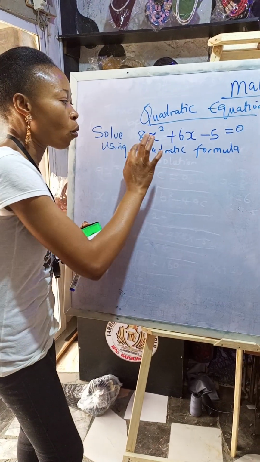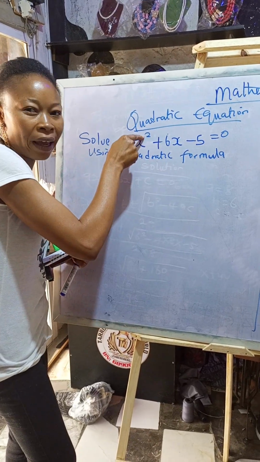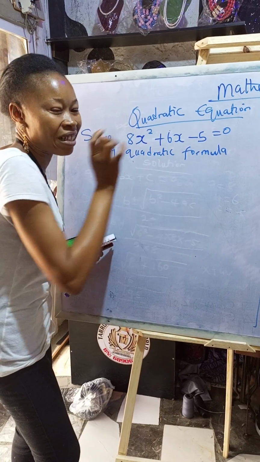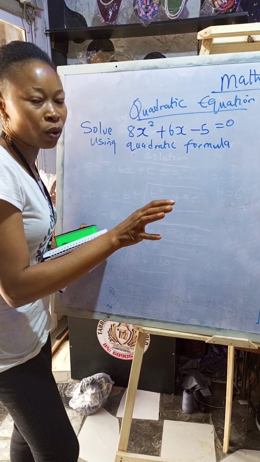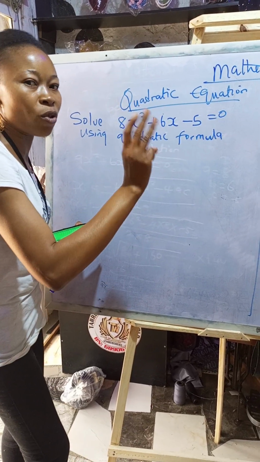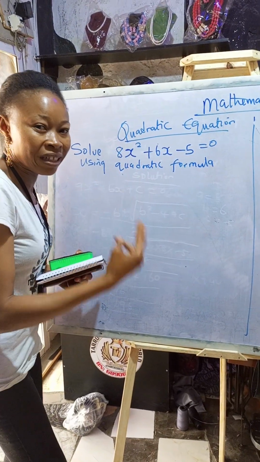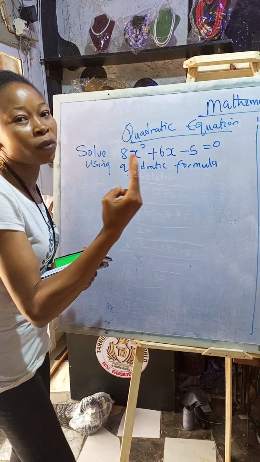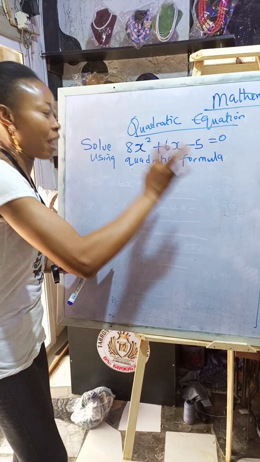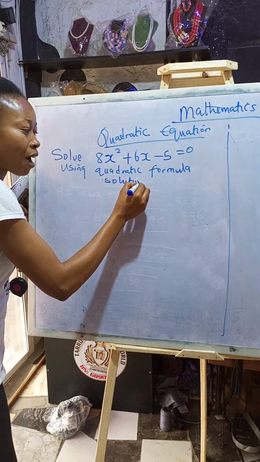Now, whenever you see an equation like this where the variable has a square, you should just know that it is a quadratic equation. All right, and when you have a quadratic equation, there are three ways of solving. You have the quadratic formula, completing the square, and the factorization method.